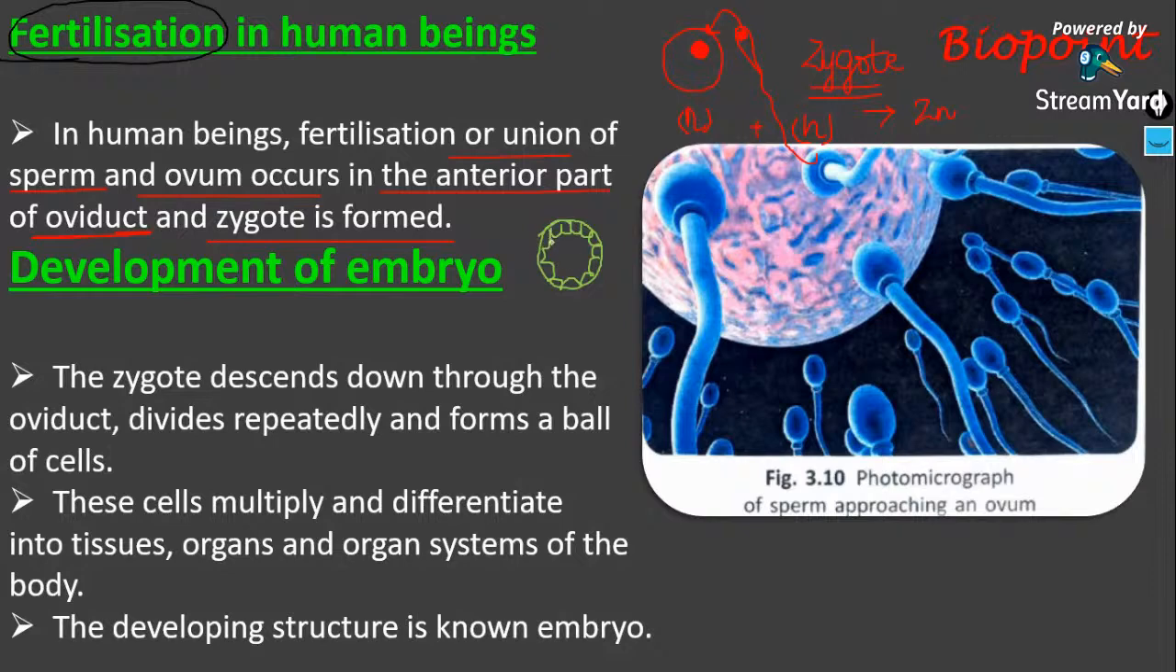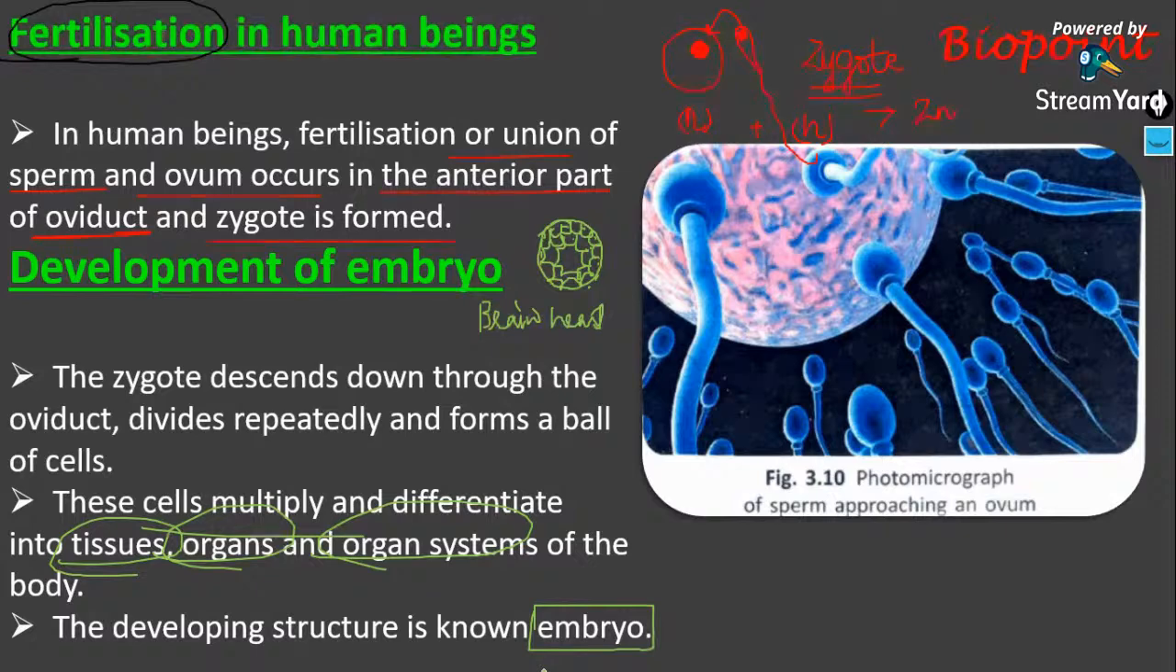NEET batch students may be knowing blastocyst, blastomeres, right? It will form small cells like this. These cells will further modify as brain, heart, spinal cord, then eyes, ears, skin, hands, limbs, all these things. So these cells may be differentiating and forming all these parts. These cells multiply and differentiate into tissues and organ systems of the body. The developing structure is known as embryo.